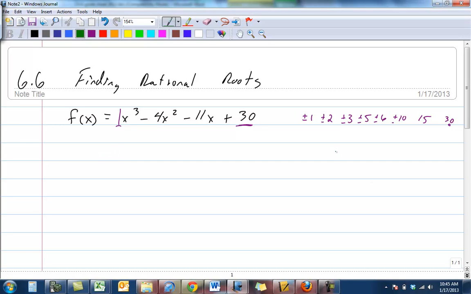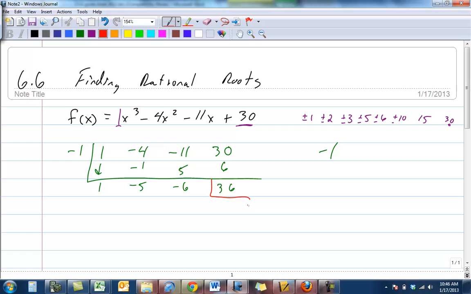Let's do an example. Suppose, and don't write this down yet, suppose I wanted to check if -1 was a solution, or a factor rather. 1, -4, -11, 30, and I would check -1, and I'd get 1, because that would come down, -1, -5, 5, -6, 6, and 36. Now, since the remainder is not 0, is -1 a factor, or x plus 1 a factor?